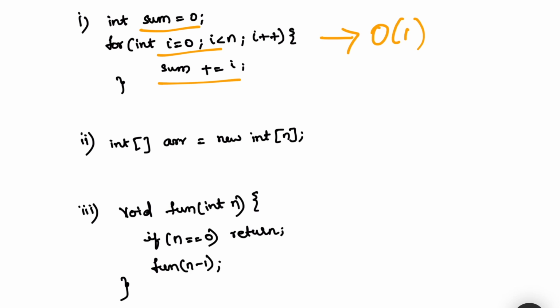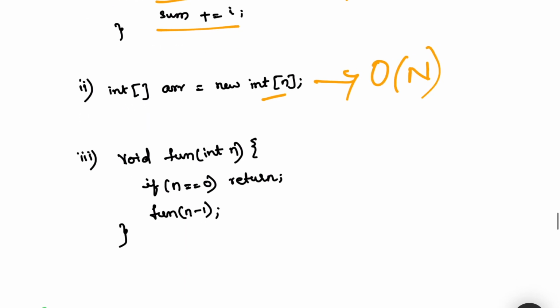Here I have declared an array of size n. As n increases, the memory required for this array also increases, because to store an input of size, say, n equals 9, I need 9 blocks of memory. So as n increases, I need more memory blocks. So here the space complexity is O(n), which we can call linear space.